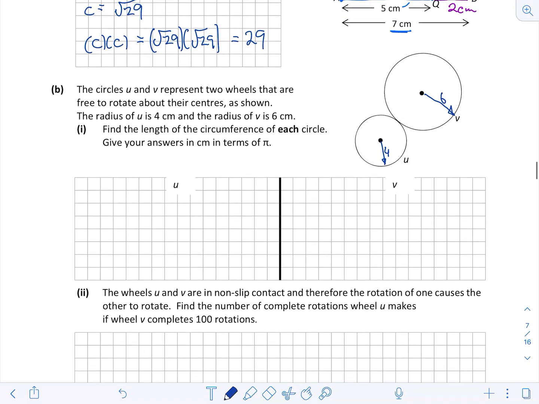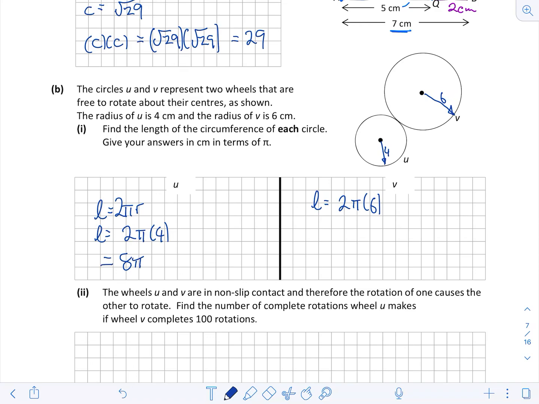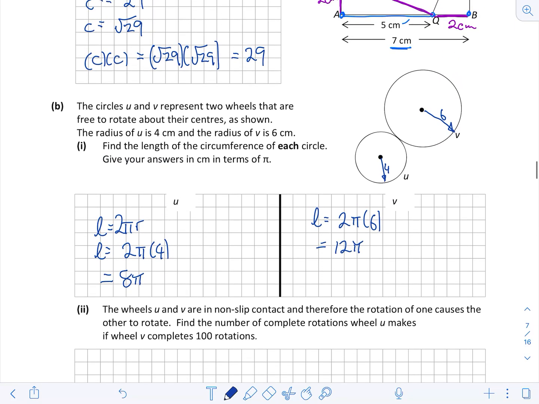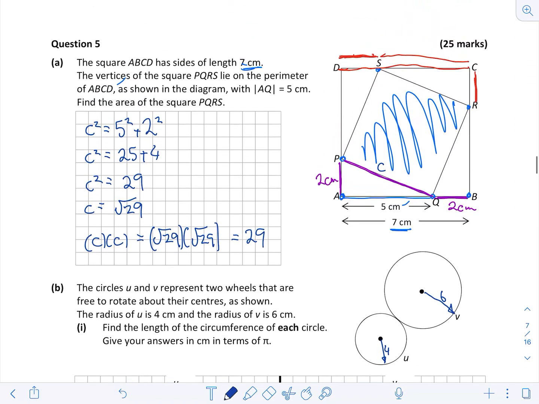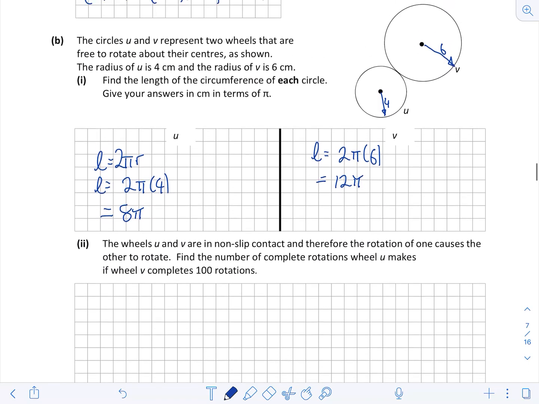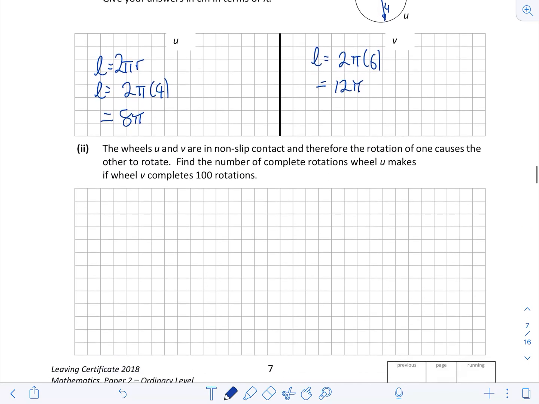So it's going to be L is equal to 2 pi r. So L is equal to 2 by pi by 4. And L over here is equal to 2 by pi by 6. So here we have 8 pi. And here we have 12 pi. And I'm really questioning myself here because that seems far too easy, right? For question 5, work out the circumference of a circle. Like, you were doing that in 6th class in primary school.